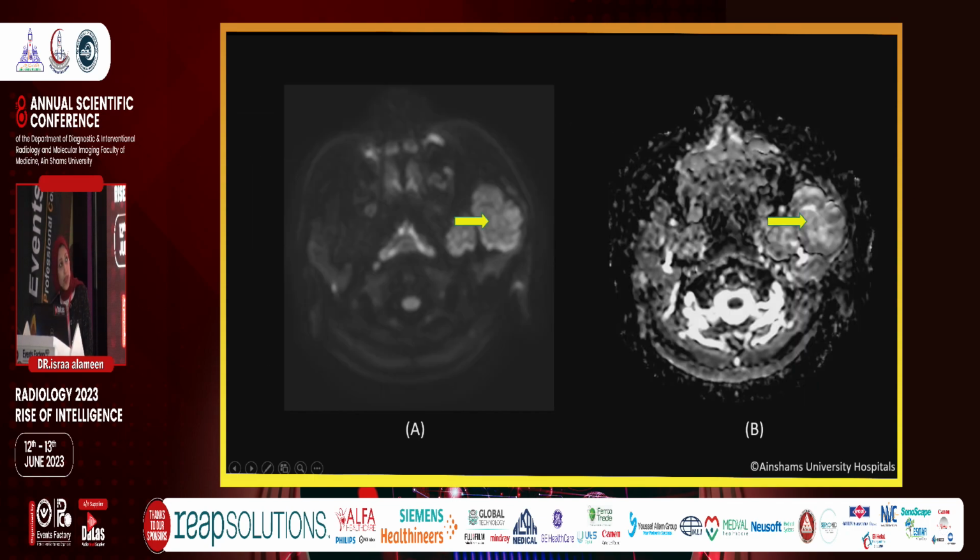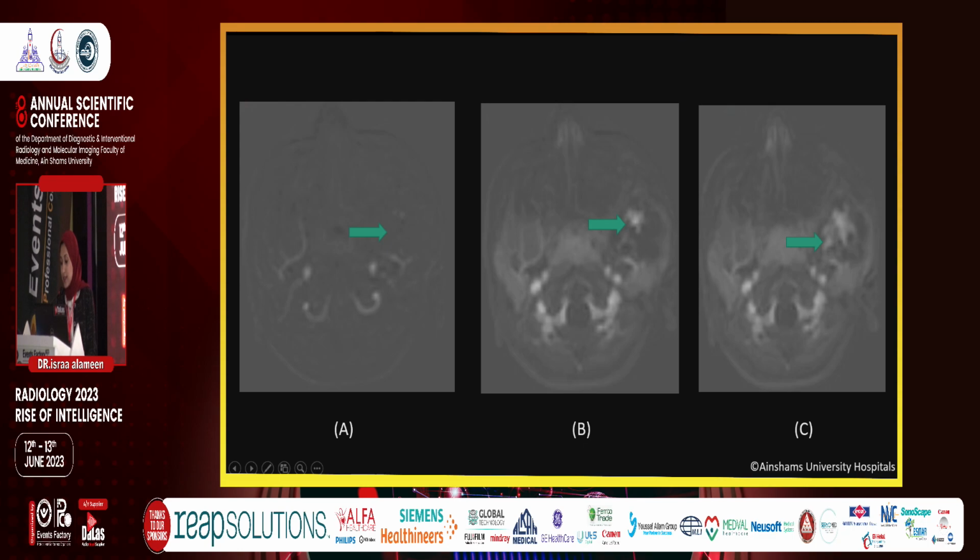Here on the left, we can see an axial diffusion image in which we can see that this soft tissue mass lesion does not exhibit any high signal intensity in comparison to the ADC map on the right. So this denotes that there is no true diffusion restriction of this soft tissue mass lesion.